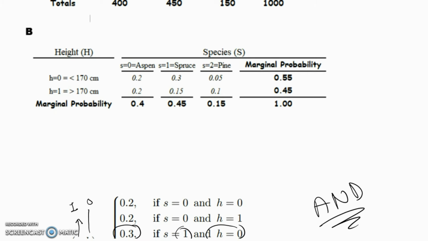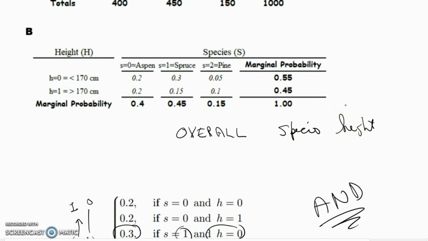Okay, if we think about marginal distributions now, those marginal distributions, marginal probabilities, are the ones that are shown in the margin. And you can think of the marginal distribution as being the overall probability that a randomly selected tree will be in a particular species or in a particular height.